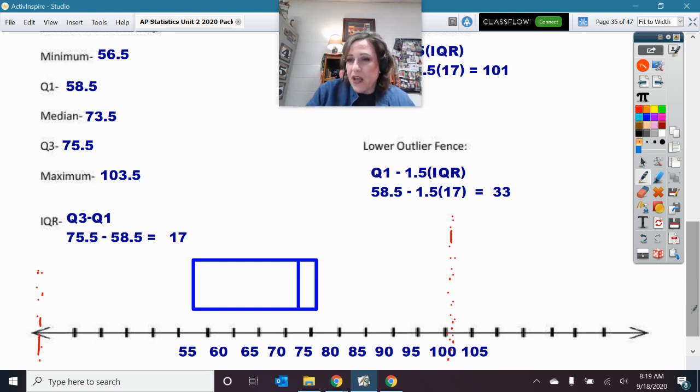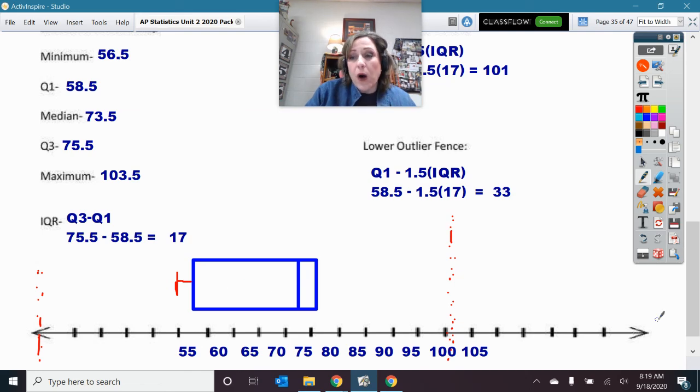So let me explain. First, let's look at the bottom side. Were there any lower outliers? A lower outlier would be something that is in this area below the lower fence. So a lower outlier is below the lower fence. And our low fence was at 33. Our min is 56.5. So no, we do not have any lower outliers. So we're going to go ahead then and put in our 56.5 and then make our whisker go to that. So there's the bottom whisker.